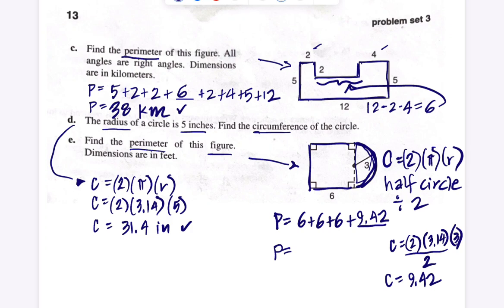So now our perimeter is going to be equal to 6 plus 6 plus 6 plus 9.42, which gives us a value of 27.42 feet. And now we've done our third example.